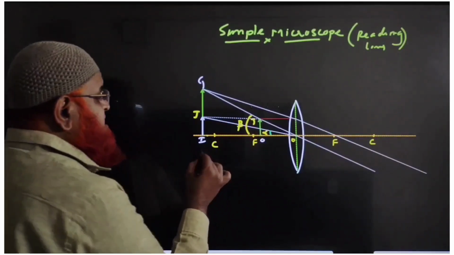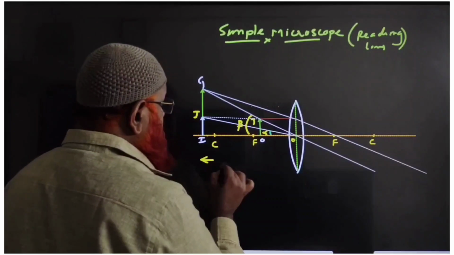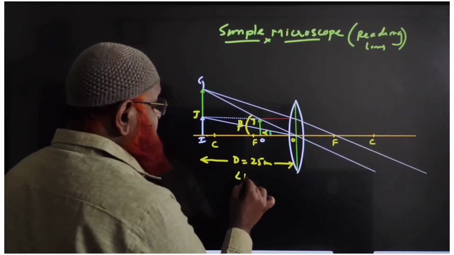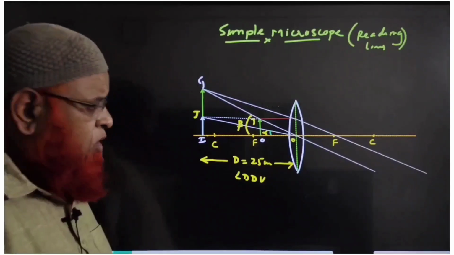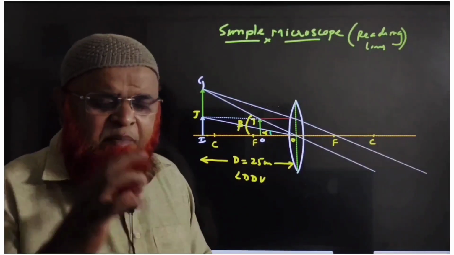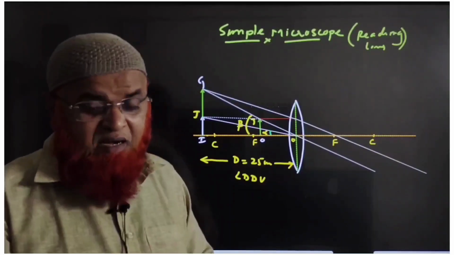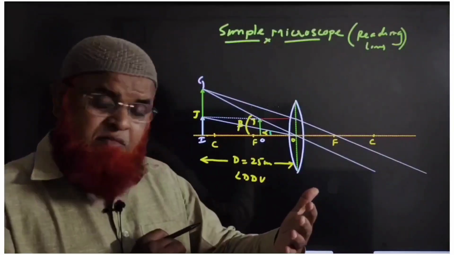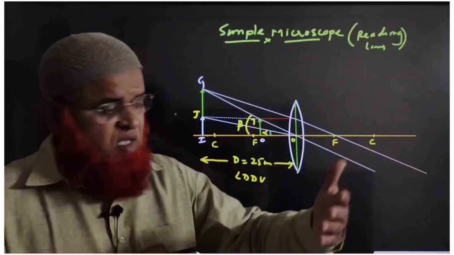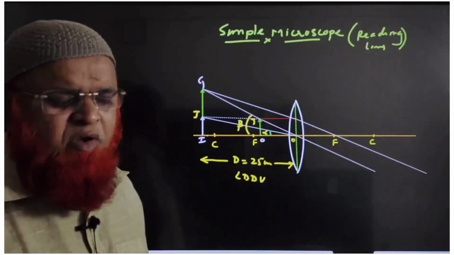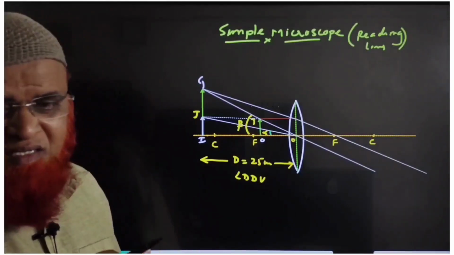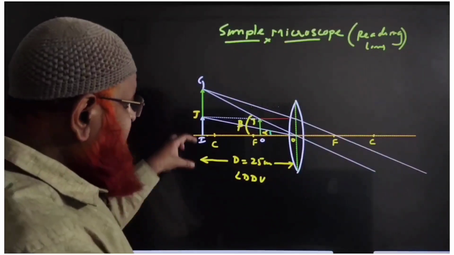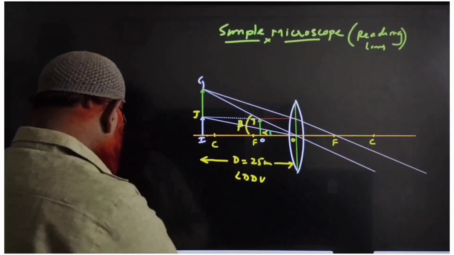Now, where is the image formed? The image is formed at a distance of 25 centimeters, which is called the least distance of distinct vision. What do we mean by the least distance of distinct vision? A person can see any object clearly at 25 centimeters. If you want to read a book, you keep it at exactly 25 centimeters and you will be comfortable reading. If you take it very far, it's not comfortable. If you take it very close also, it's not comfortable, it's a strain for you. So the best distance is the least distance of distinct vision. We have to adjust the lens in such a way that you get an image at this place. So this is about the construction.